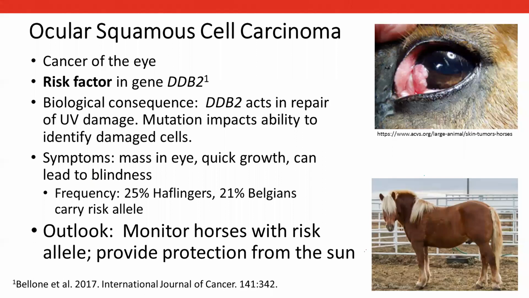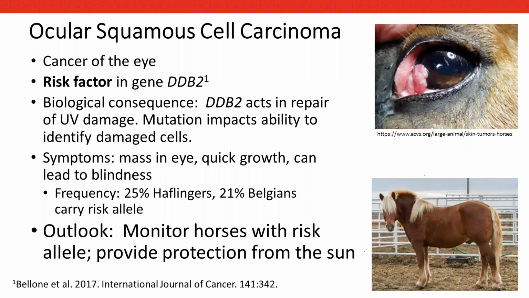This is hot off the press, and this is a little bit different than what we've been talking about previously. So ocular squamous cell carcinoma is a cancer of the eye, and it's not a dominant or recessively inherited disorder. However, risk factors were found in a gene called DDB2. And DDB2, which is hard to say fast, is similar to the BRCA1 gene I mentioned earlier, in that it acts in DNA repair. And so in particular, what DDB2 does is it repairs damage due to ultraviolet light. And so this mutation impacts the ability of this gene, and the protein of this gene, to identify damaged cells to go and fix them.